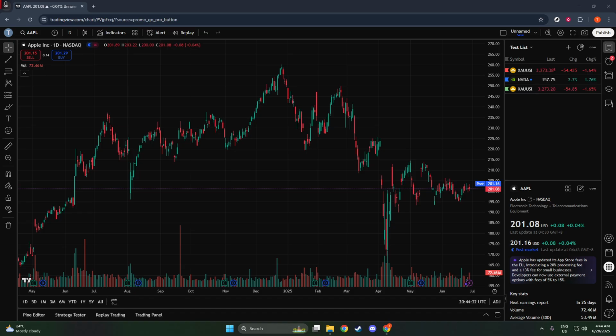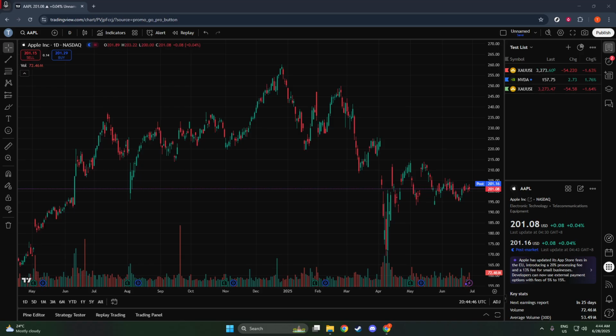First things first, let's dive into how you can access and add indicators on TradingView. Once you're on the TradingView platform, you'll notice a button labeled Indicators at the top of your chart. This is your gateway to a variety of helpful tools that can assist you in analyzing market trends. When you click this button, you'll see several categories to choose from. These include built-ins, technical, financial, and community. Each category offers a range of indicators designed for different types of analysis.